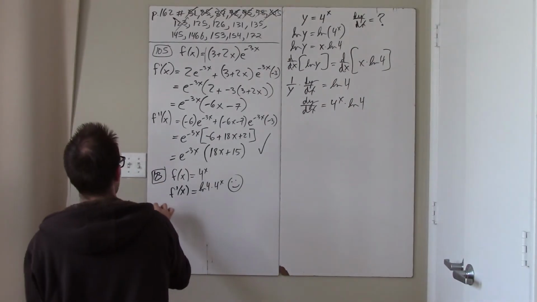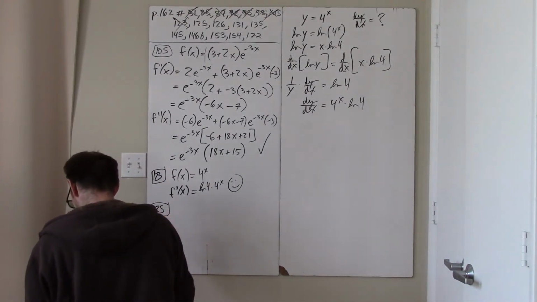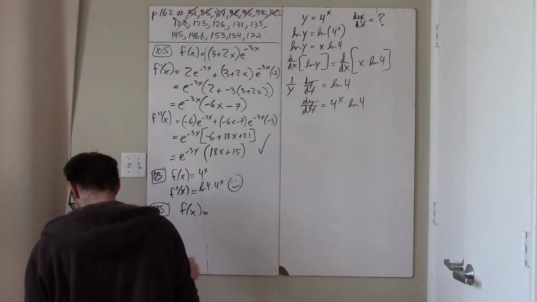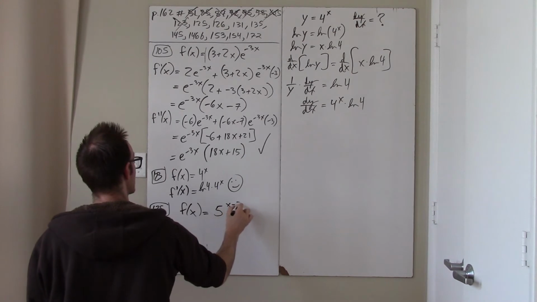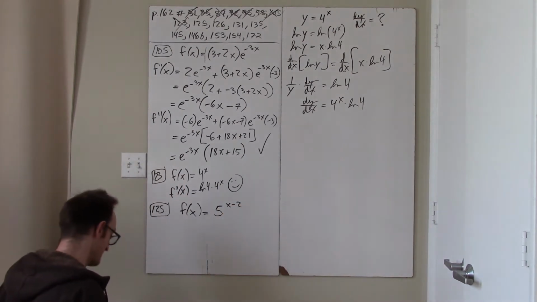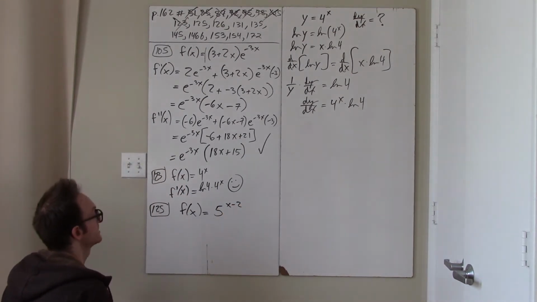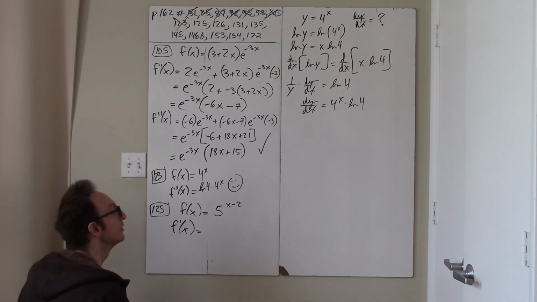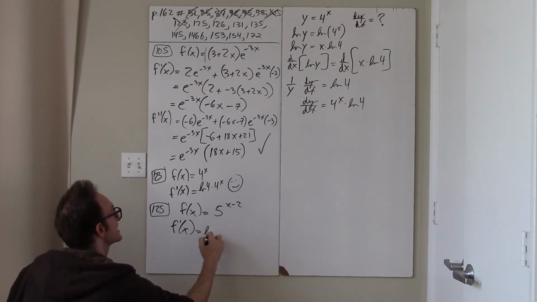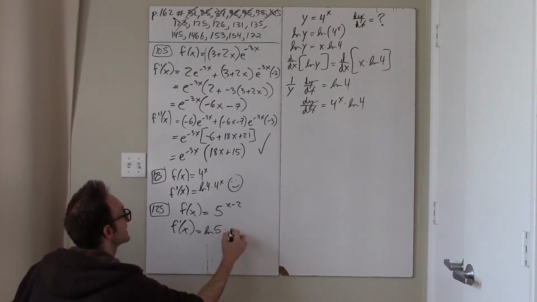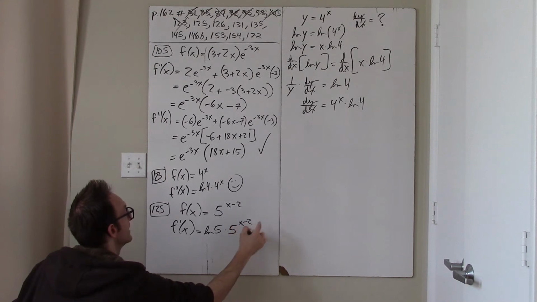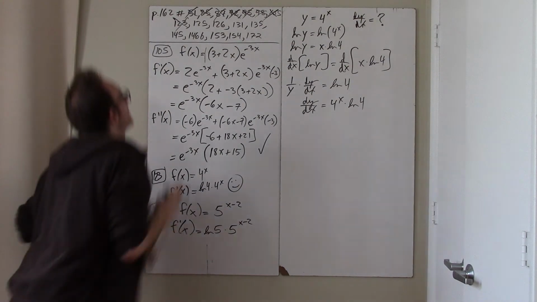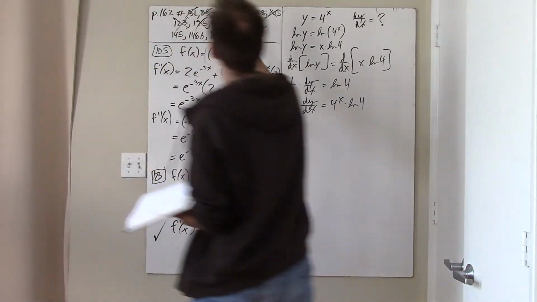Okay, and 125 now is not a follow-up problem per se, but just another problem: 5 to the x minus 2, and I need to find the derivative. So at this point, let's just say that we've internalized that the derivative of 5 to the something is just ln 5 times 5 to the something, times the derivative of the inside, x minus 2, which is just 1, and so we're done. Alright, just moving right along.